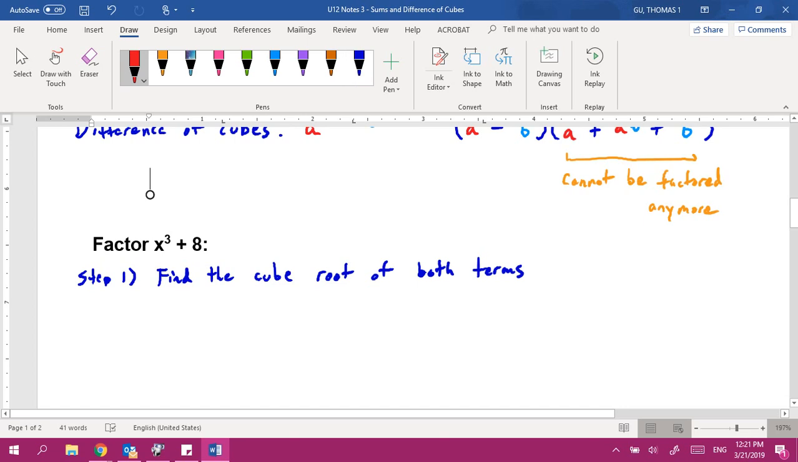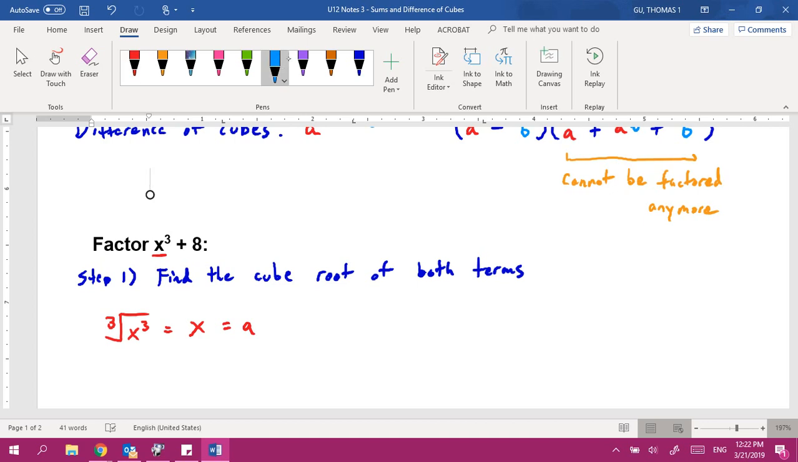Let's see. Let's find the cube root of x cubed. What is the cube root of x cubed? X. It's just x. And so that x is going to be our A value. Next, let's find the cube root of 8. It is 2, that's right. And that's going to be our B value.